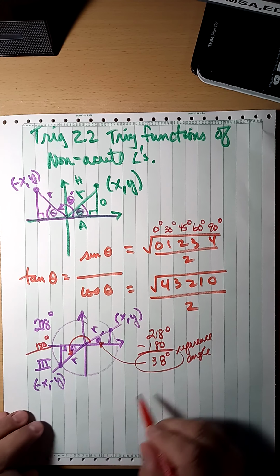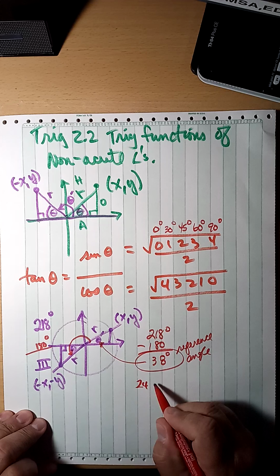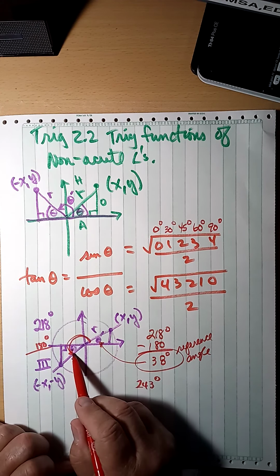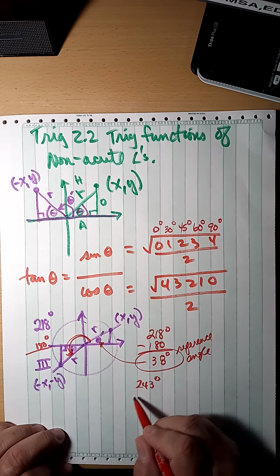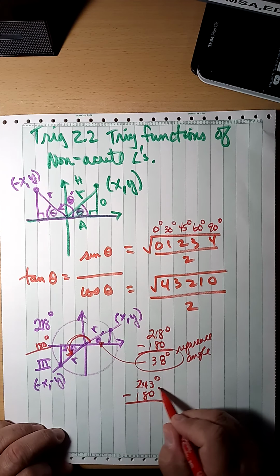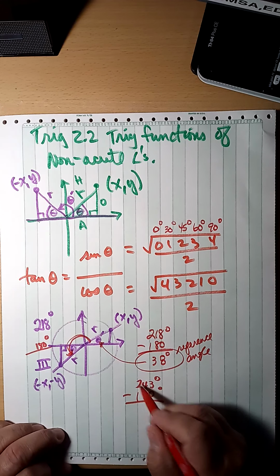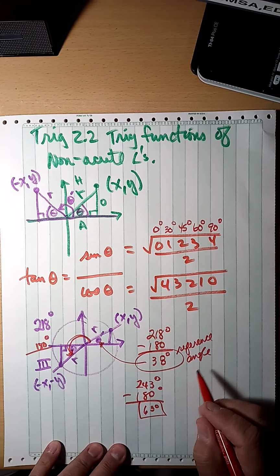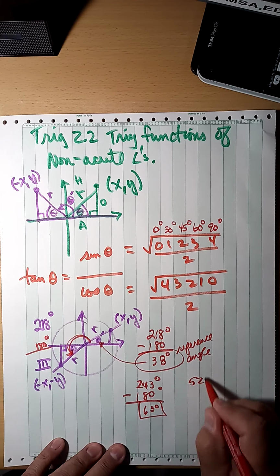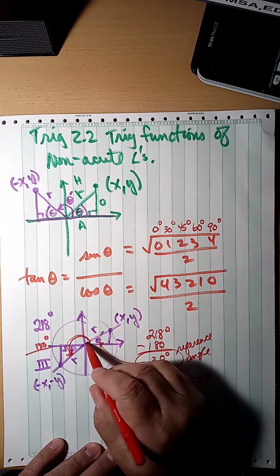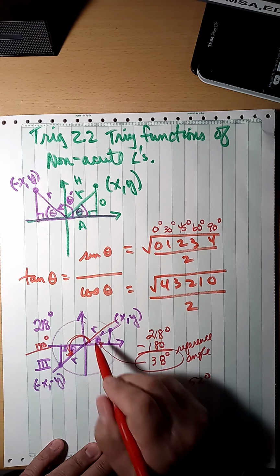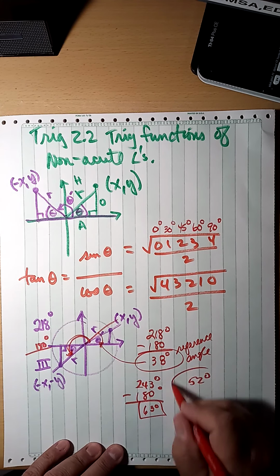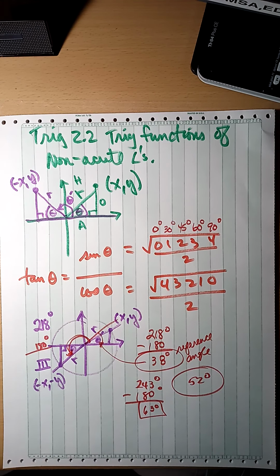So what are the reference angles for, say, 243 degrees? Well, let's see. I've got to go around past 180. How far? 3 and 14 minus 8 is 6. So 63 degrees is its reference angle. What is the reference angle for 52 degrees? Well, 52 degrees is in the first quadrant. It doesn't go further than 90 degrees, so 52 degrees is its own reference angle.